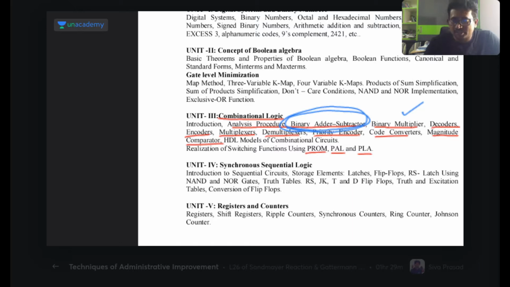The last class, we discussed NAND and NOR implementation, the XOR gate, all the things. We did K-map analysis, and we saw K-maps up to 4 variables. SOP form and POS form we have discussed. Right. Now let's start our discussion, all of you.